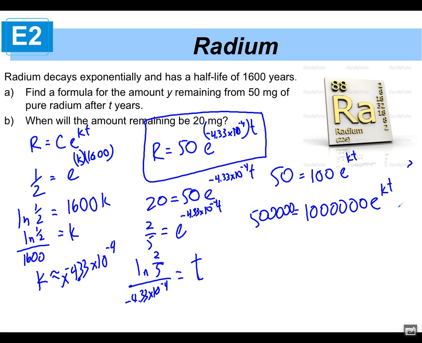Does that answer make sense? This should be a pretty big number. It takes a while for radium to decay. What do you get for T, by the way? 2,115. Somebody confirm? Yeah. Okay, 3 decimal places though, 0.85. And what are those? Years. That's a lot of time.